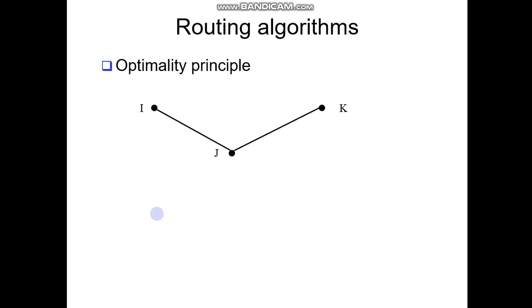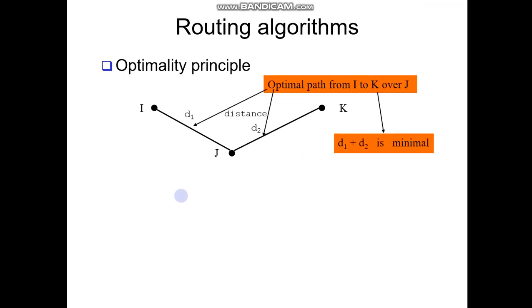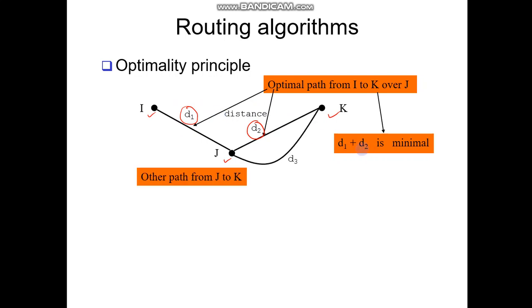Now coming to the optimality principle. So we have 3 nodes: I, J, and K. Distance between I and J is D1. Distance between J and K is D2. So total distance is D1 plus D2. This is the optimal path from I to K through J. Optimal here means minimal path, minimum distance path.